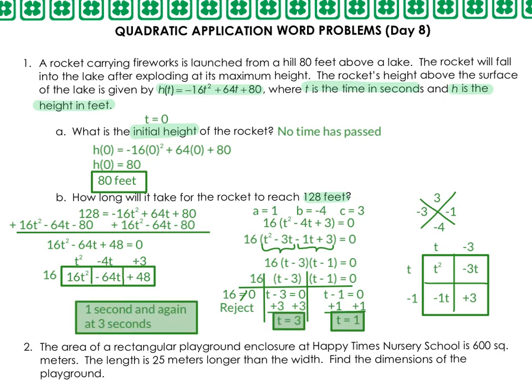the rocket would reach 128 feet at 1 second and then again at 3 seconds. So those are the two answers, and that's the answer with a label. I always like to put labels on the answer so that I can think to myself, okay, does my answer make sense? Does it make sense that it would hit that height at 1 second and 3 seconds?